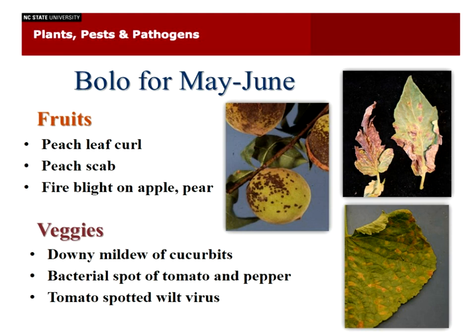I don't have a picture of that. Peach scab on the developing fruit you can see here can cause splitting of the fruits as they develop. And we might see some fire blight on apple and pear yet as we get into the next month.